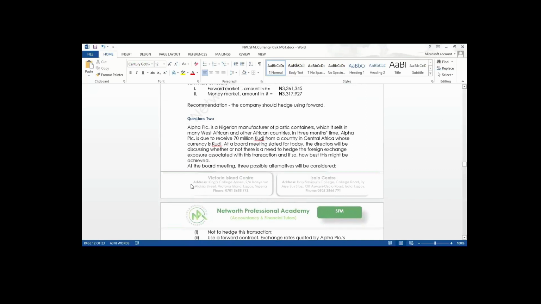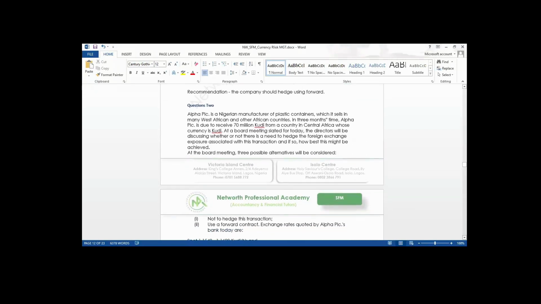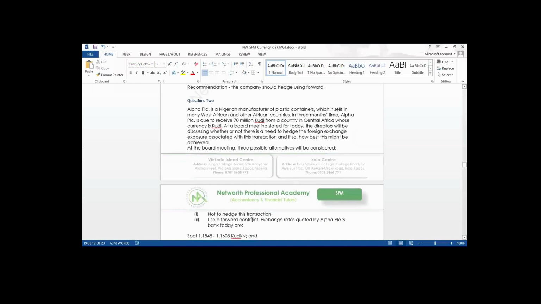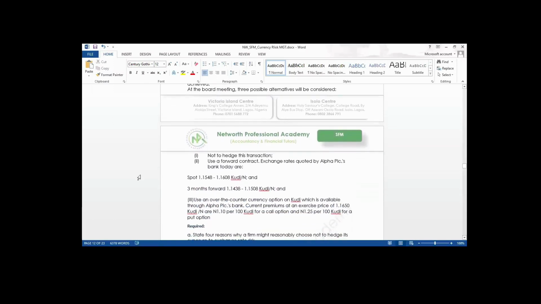Look at this. At the board meeting, 3 possible alternatives will be considered. 1, not to hedge this transaction. 2, use a forward contract. 3, use an over-the-counter currency options. The 3 alternatives were mentioned in the question.